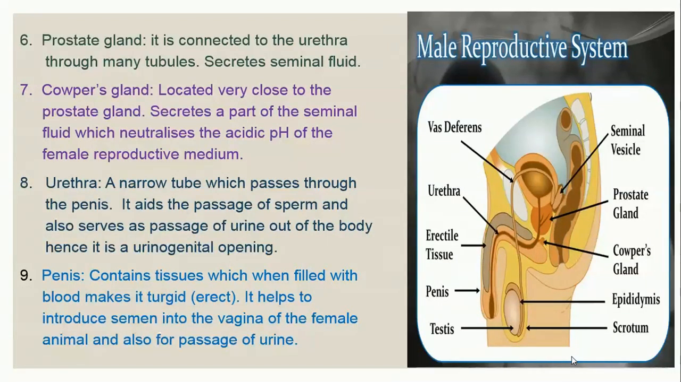It contains tissues which, when filled with blood, makes it turgid or erect. It helps to introduce the semen into the vagina of the female animal and also helps for passage of urine.